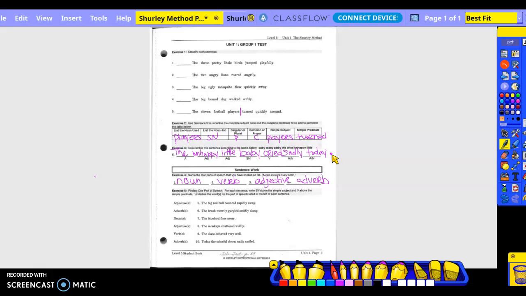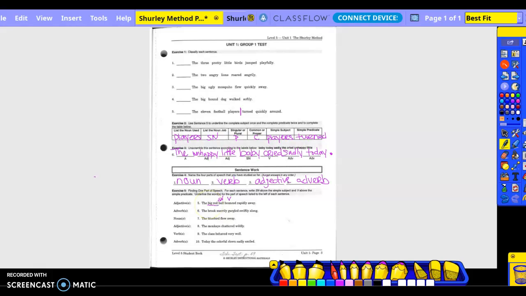Okay, exercise 5. Finding one part of speech for each sentence. Write S above the simple subject and V above the simple predicate. Underline the words of the parts of speech listed to the left of each sentence. So basically we're starting the classifying part. We're not doing the whole sentence though, right? And then we still have to identify what they're asking for. The big red ball bounced rapidly away. So what bounced rapidly away? Ball, subject noun. What is being said about the ball? Bounced. And what are our adjectives? Big and red. So I'm going to underline big and I'm going to underline red.